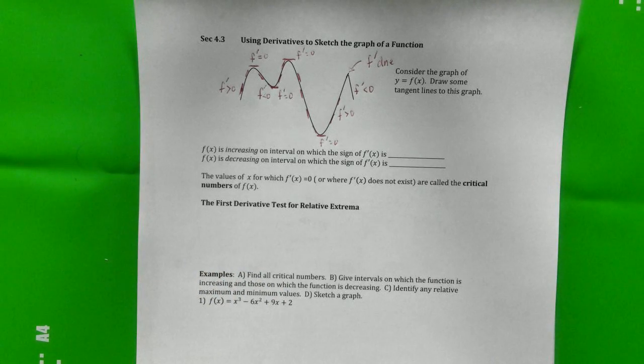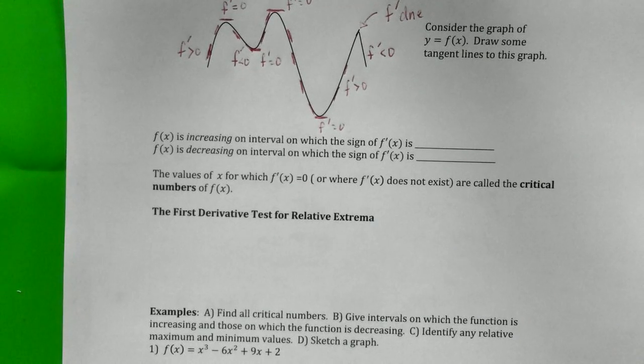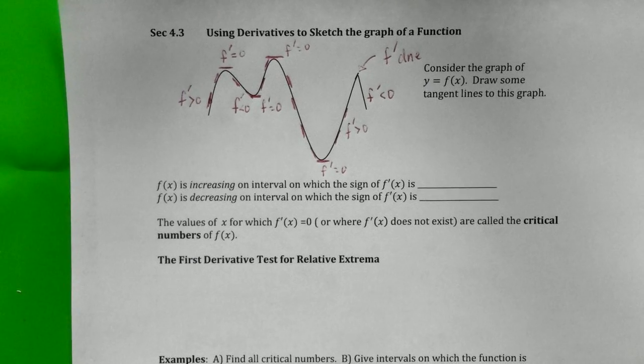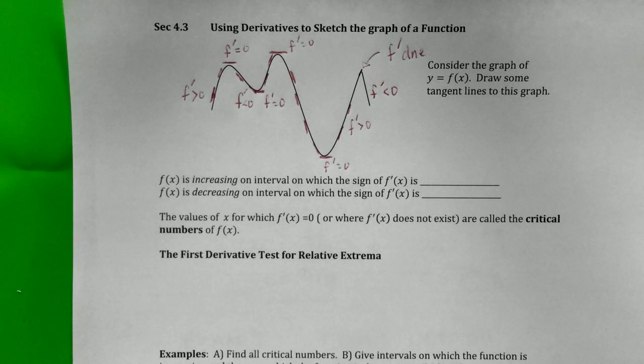So as you read from left to right, we say the function's increasing when it leans like this. If you are running that as your running trail, you run uphill, so it's increasing. F is increasing on the intervals in which the sign of the derivative is positive. F is decreasing, or dropping, on the intervals in which the sign of the derivative is negative.